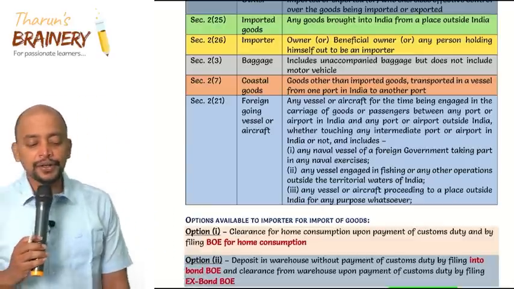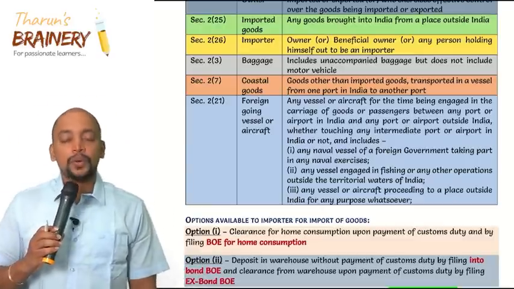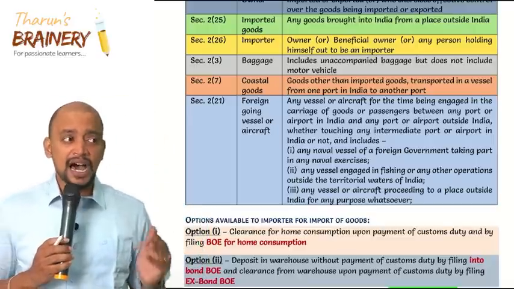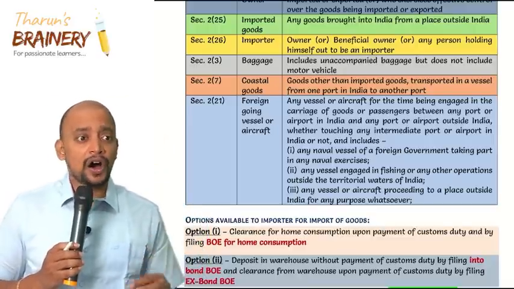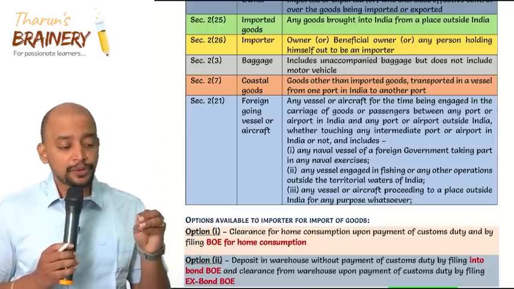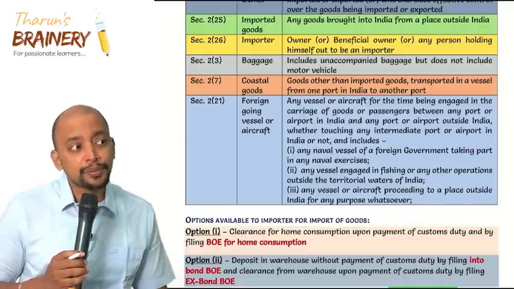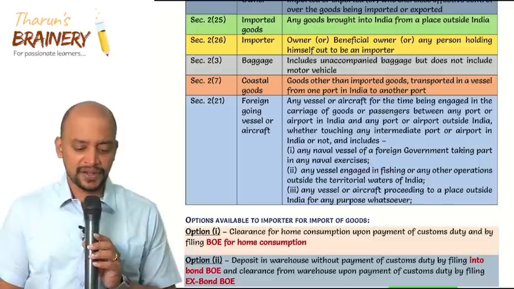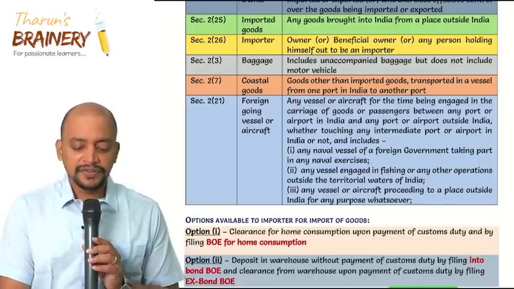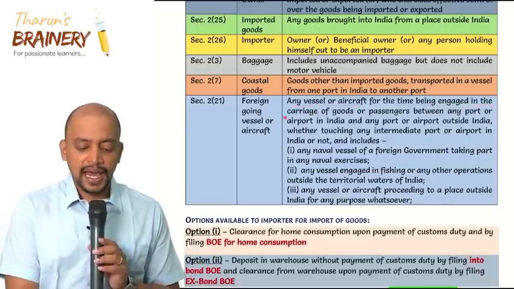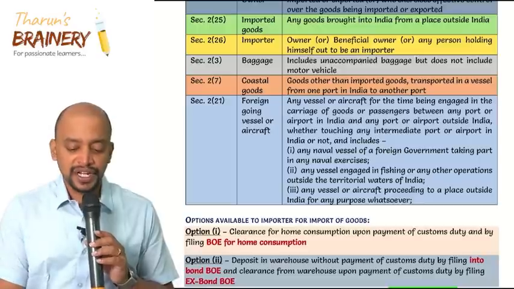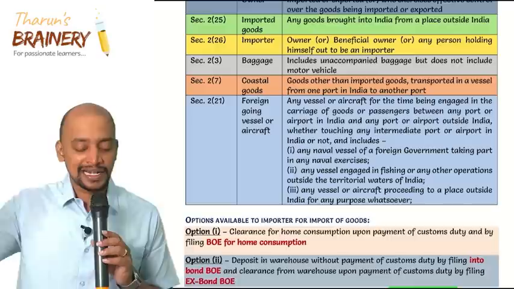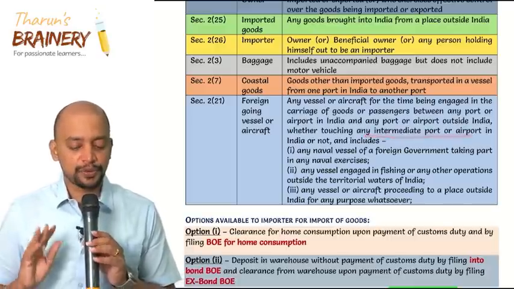Then foreign going vessel or aircraft. What is a foreign going vessel or aircraft? The name itself says it: a vessel or aircraft that takes people or goods from a port or airport in India to a port or airport outside India is known as a foreign going vessel or aircraft. That's a simple definition. Any vessel or aircraft for the time being engaged in carriage of goods or passengers between any port or airport in India and any port or airport outside India, whether touching any intermediate port or airport.